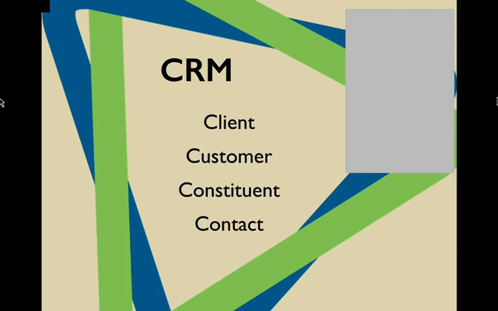So first we'll talk about what a CRM is. A CRM is, generally speaking, a contact relationship management system, and those different types of contacts, depending on the organization, can include clients, customers, and constituents, and a number of other different types of individuals, organizations, or households. The CRM system is made to be able to track and manage the relationship between those different kinds of contacts.